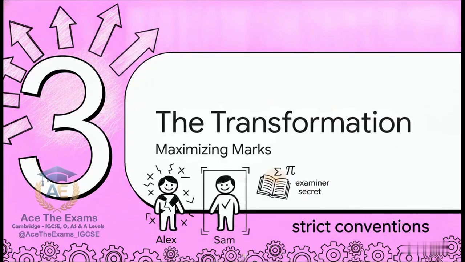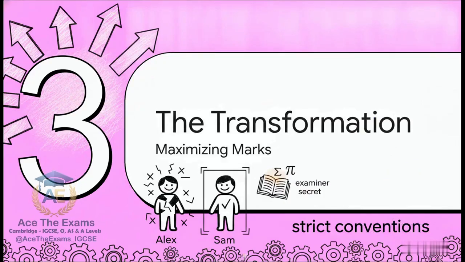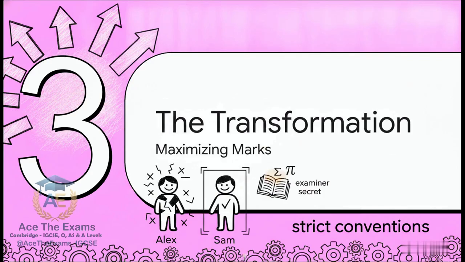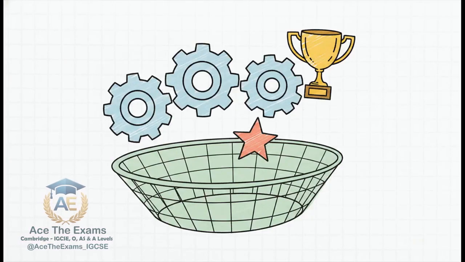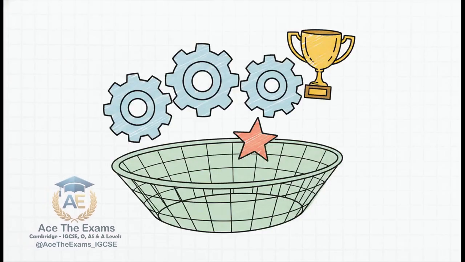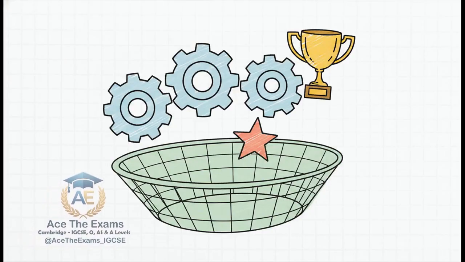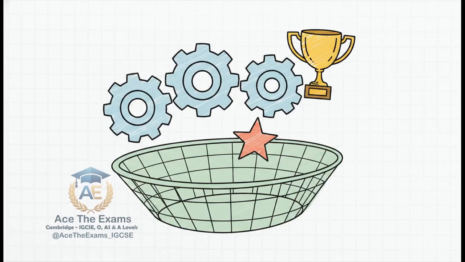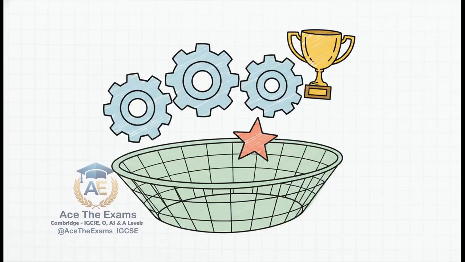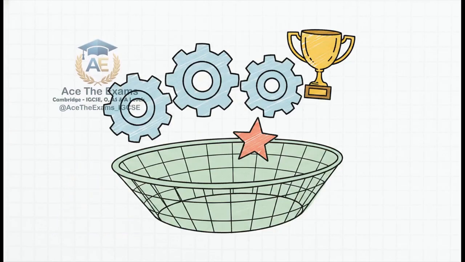Section 3. The transformation. Let's see exactly what happens to your score when we apply strict conventions to maximize those marks. Okay, major examiner alert here. We need to talk about the method mark strategy. The rule is simple. Process equals points. I cannot overstate this. This is arguably the biggest open secret in the entire Cambridge grading system.